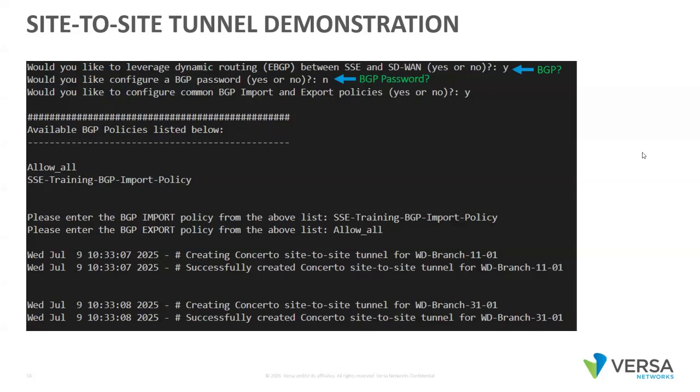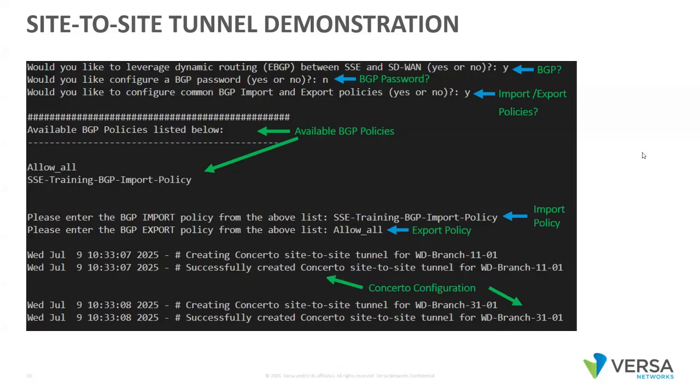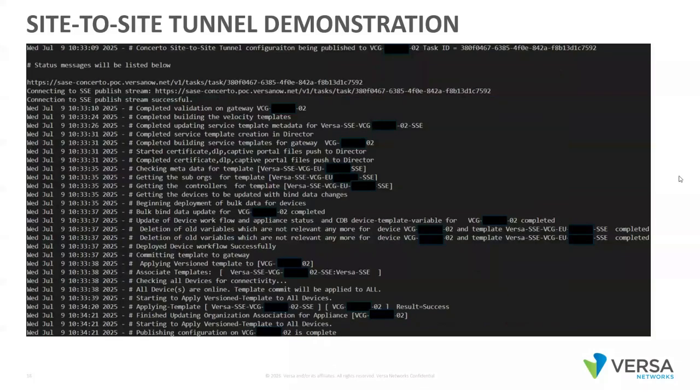The user is then asked if BGP import and export policies should be configured. In our case, we will say yes to policy configuration, and a list of configured policies will be displayed. We will enter an import and export policy from the list. The Concerto configuration then begins. The script will now start the gateway publish process and connect to the publish stream. The same publish stream that is seen in Concerto will be displayed with the final message being that publication is complete. The log files will also be generated for reference, should there be any issues with publishing the configuration.